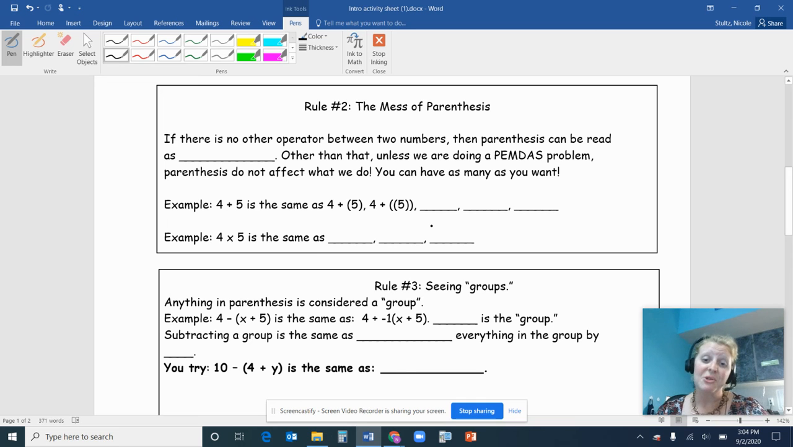Okay, rule number 2, parentheses. Every time we put parentheses in a problem, someone freaks out and they're like, oh my gosh, this is so much harder. It's actually not. You just have to learn to see through the disguise of them looking confusing.